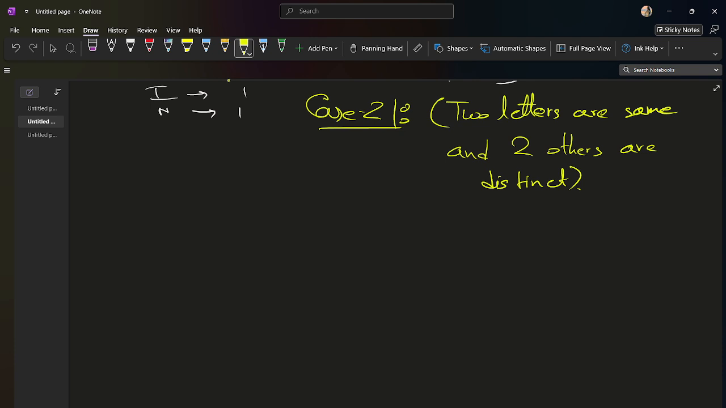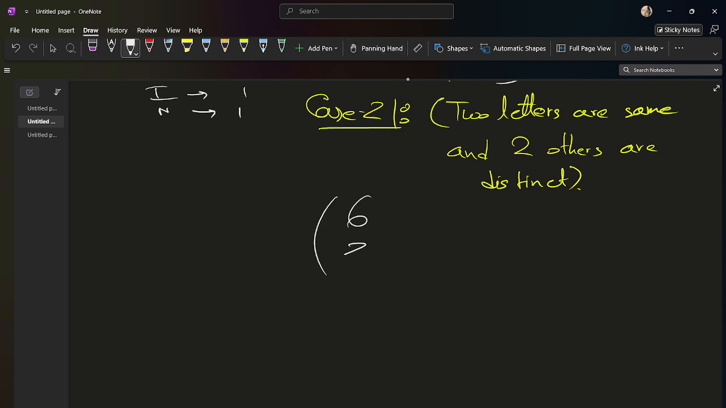So now here we choose the letter to repeat. Only O can repeat because it appears 3 times, and two additional distinct letters from the six remaining letters, which are P, R, M, T, I, N. So now what will we have? The ways to select one letter to repeat will be one because it is only O, and the ways to choose two distinct letters from six will be what?